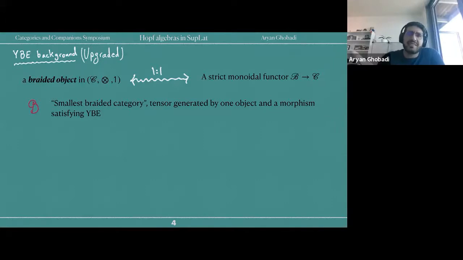So it's the smallest braided category you can have because it's just generated by one object. And any object in this is just copies of a bunch of this guy. And any morphism is just generated by applying the braid in a certain way.